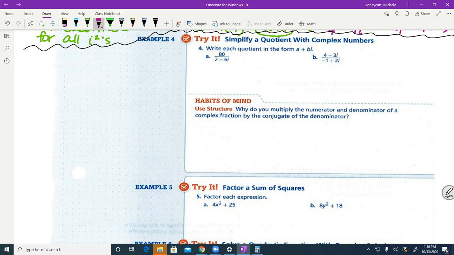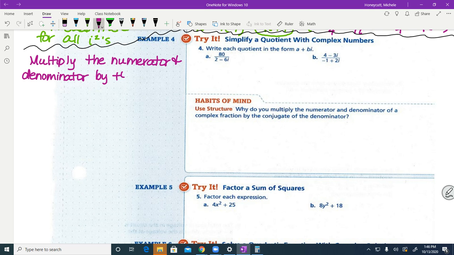And so to do that, you're going to multiply the numerator and the denominator by the complex conjugate. Let me tell you what a complex conjugate is. Complex conjugate, that's a new word. Okay, so a complex conjugate looks like this.